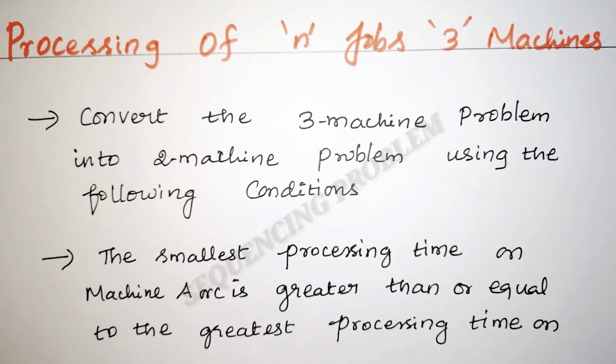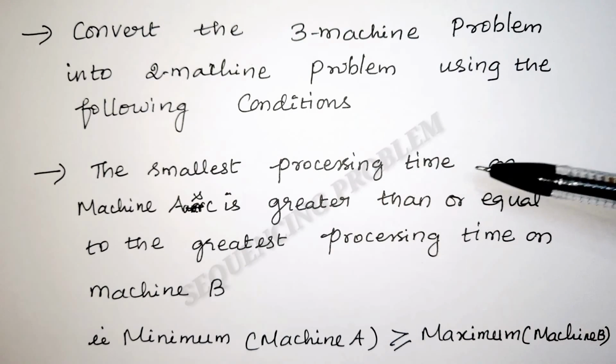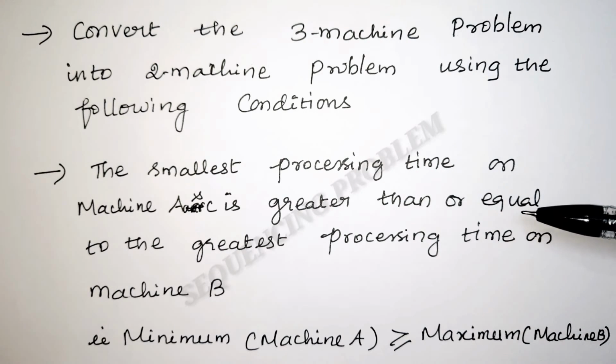This video is about the sequencing problem, processing of n jobs on 3 machines. In this case, first we have to convert the 3 machine problem into a 2 machine problem using some conditions. That is, the smallest processing time on machine A and C is greater than or equal to the greatest processing time on machine B.